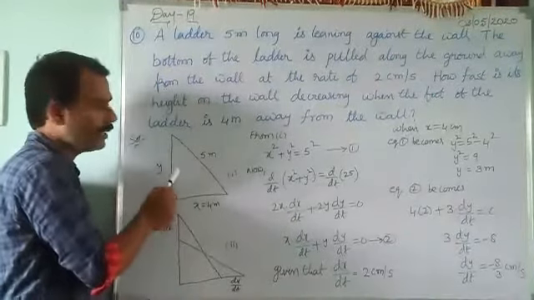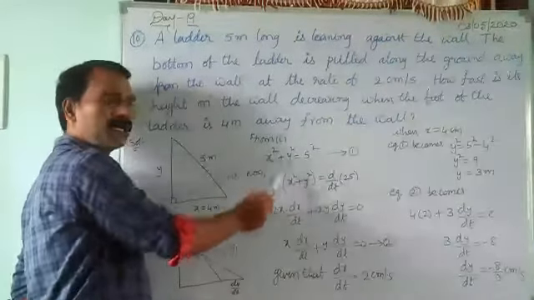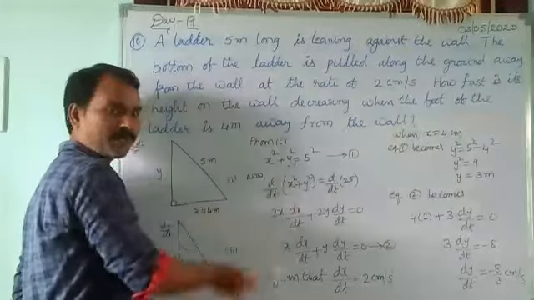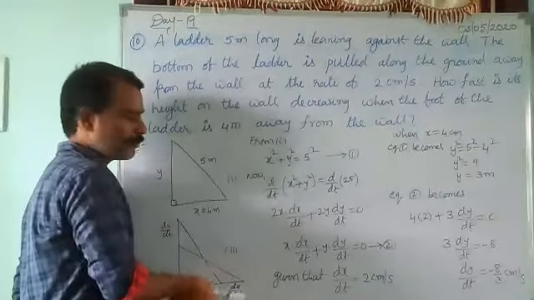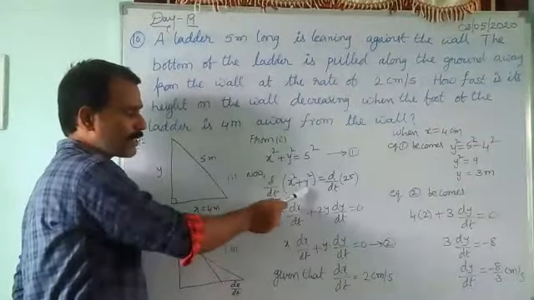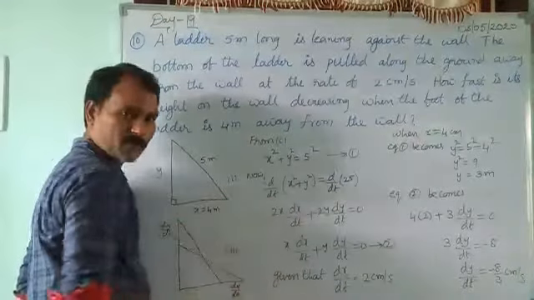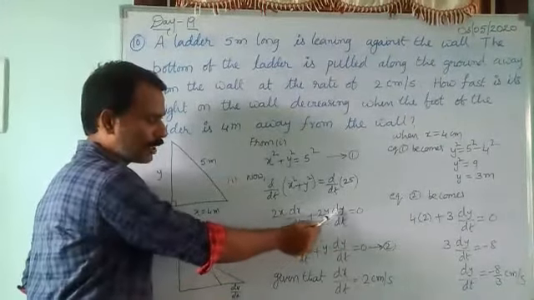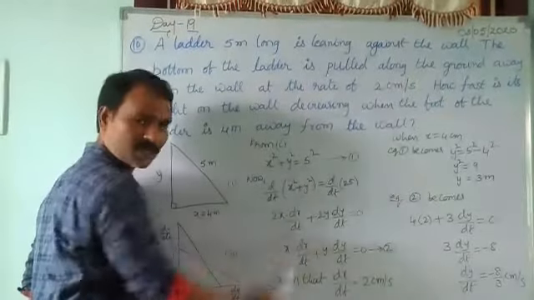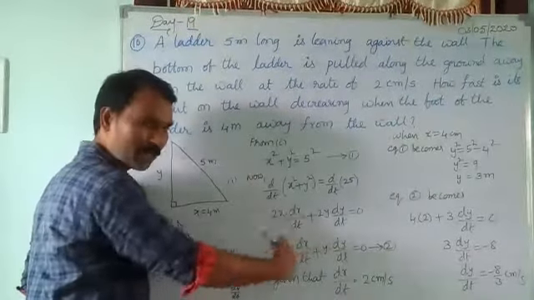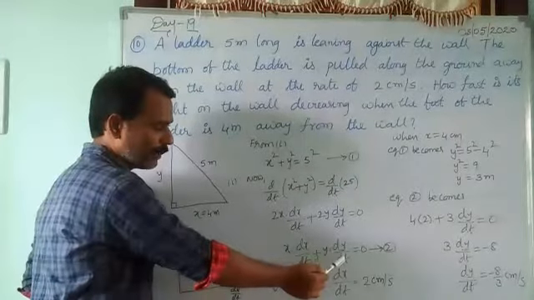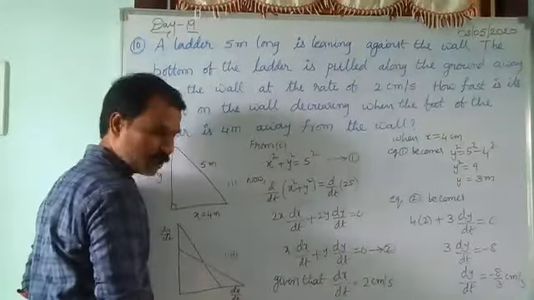Now use this condition. For a right angle triangle we follow the Pythagoras rule: x square plus y square is equal to 5 square. Differentiate with respect to time. So d by dt of x square plus y square equals d by dt of 25. So 2x into dx by dt plus 2y into dy by dt, and d by dt of a constant is 0. Take 2 common, transpose, and what do you get? x into dx by dt plus y into dy by dt is equal to 0.